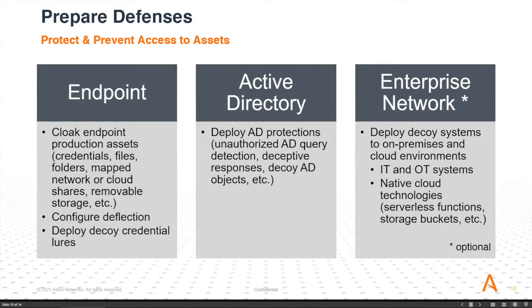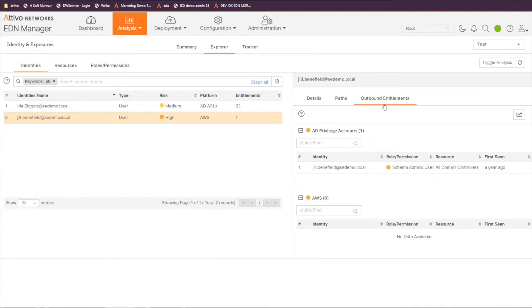Next, optionally, we can deploy decoy systems to on-premises and cloud environments, including IT systems, OT devices, and native cloud technology decoys like serverless functions, storage buckets, and the like. The endpoint and AD deceptive assets can point to these decoy systems to enhance the deception fabric even further. So again, let's look at what that actually looks like.